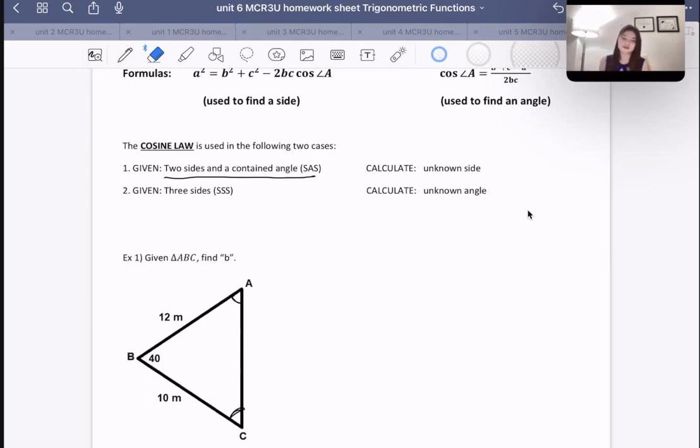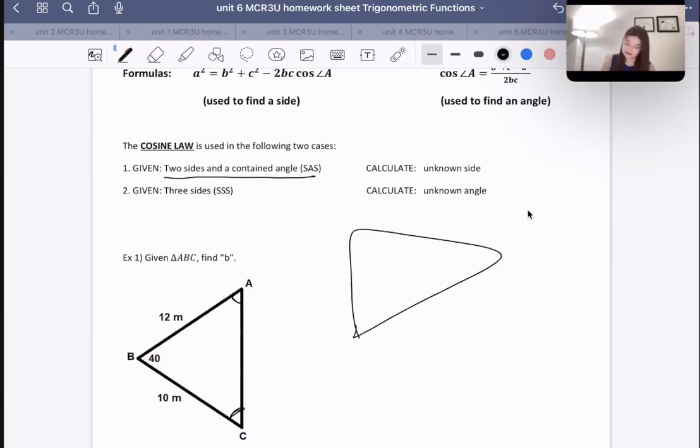So that's the first situation, two sides and a contained angle. The other scenario is three sides, right? Because let's say we knew all three of the sides. We know what A, B, and C are, but we don't know any angles. Well, sine law requires us to know at least one angle, right? So if we don't know any angles, we're going to have two unknowns. We'll know the two sides, but we're not going to know the two angles. So we won't be able to use sine law to solve. So those are the only two scenarios where we have to use cosine law to solve.